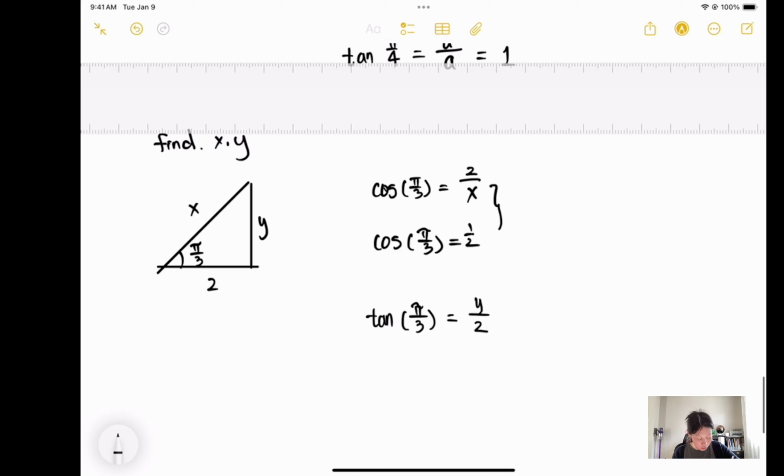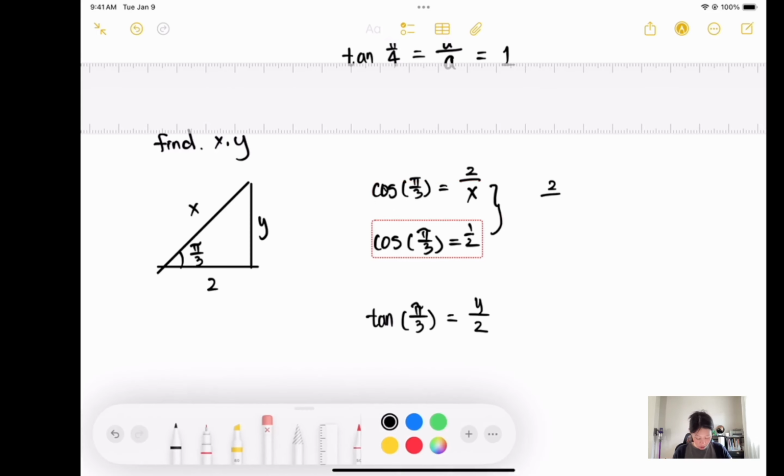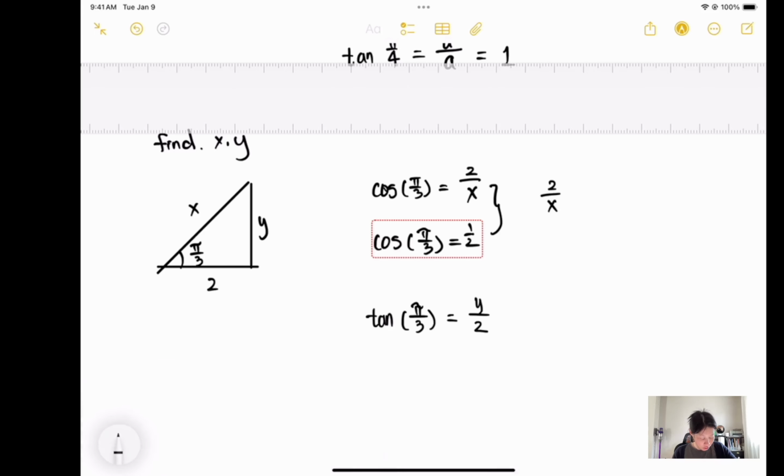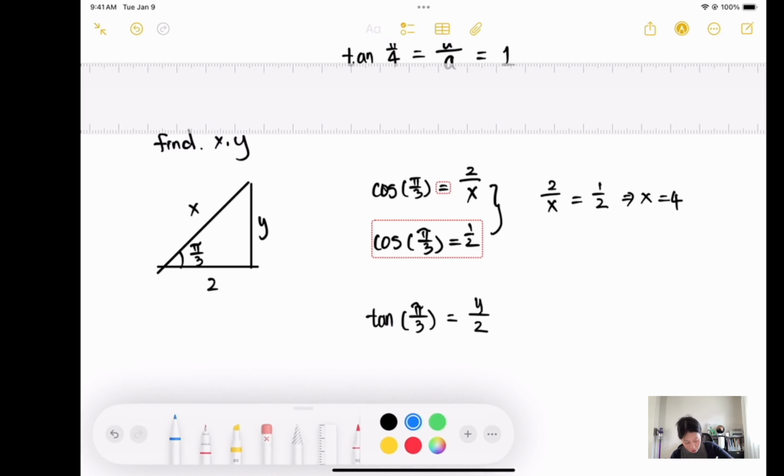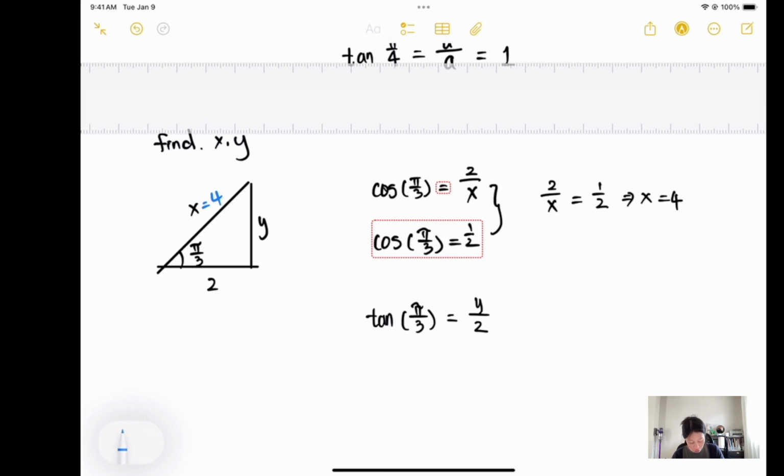And these two are equal, because they both equal cosine pi over 3. So that means I have 2 over x equals 1/2. We solve for x, and x equals 4. So now we have solved the first one, x equals 4.